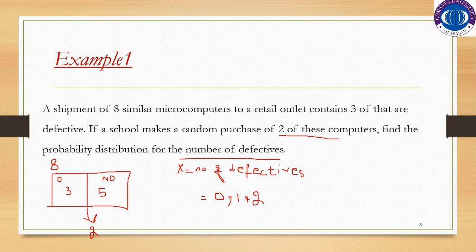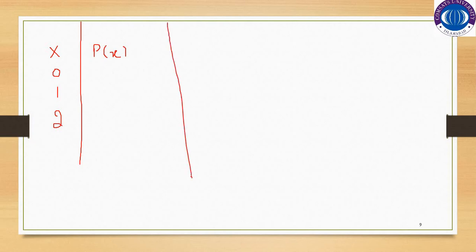Now we will make the probability distribution of this particular random variable, number of defectives. So X can possess 0, 1 and 2, and P of X means whenever we substitute the value X is equal to 0, we will get the particular probability. Now, how can we get this probability? Probability X is equal to 0, or you can write it as P of 0, like this.